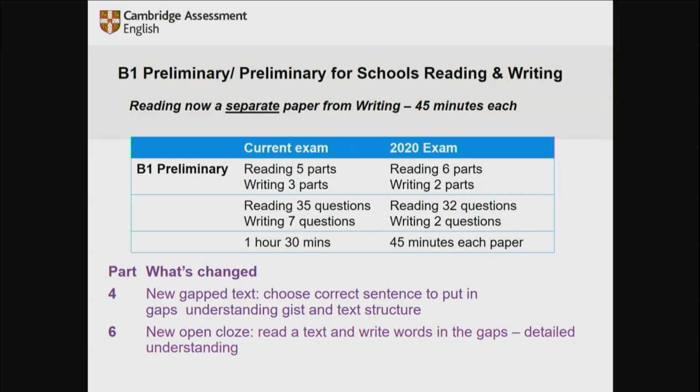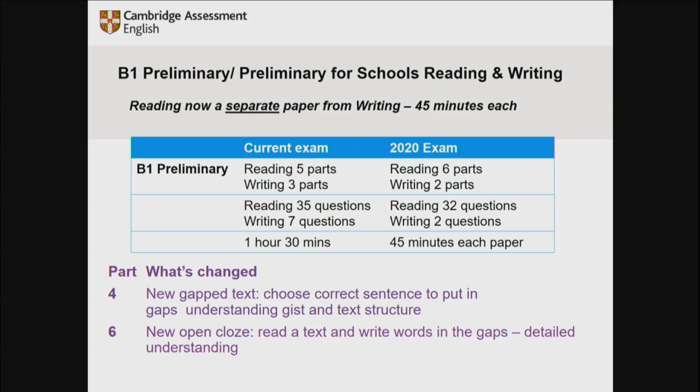Part 4 is a new gapped text task. Sentences have been removed from the text and candidates have to decide which sentence goes in which gap. This assesses reading for gist and understanding text structure, so coherence and cohesion. We'll look at an example later.